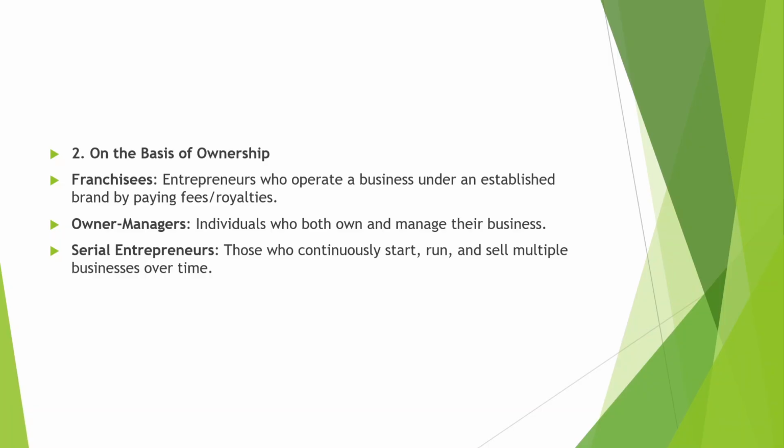The second term is owner managers. Owner managers means individuals who both own and manage their business. There is no confusion here. They are the managers and they are the owners. They run their business. The third one is serial entrepreneurs, those who continuously start, run, and sell multiple businesses over time.